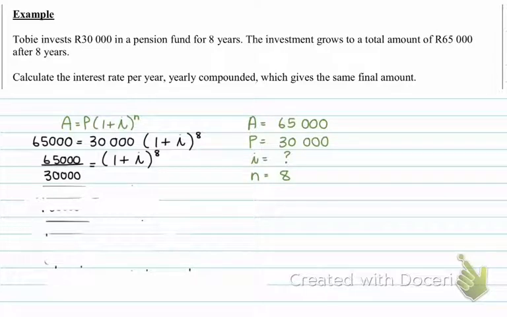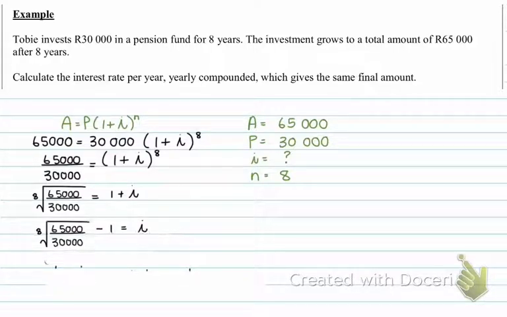Okay, now we have to get rid of the exponent to the power of 8. So to get rid of that 8, we have to take the 8th root on the other side, like that. That automatically removes the brackets. Now we still need to get rid of the 1, so take it to the other side of the equal sign, and then it becomes a -1, like that.